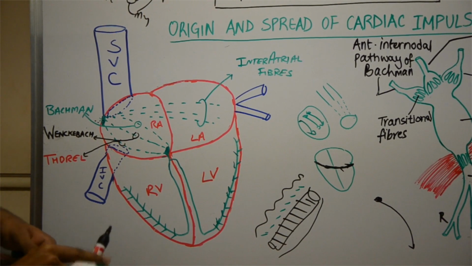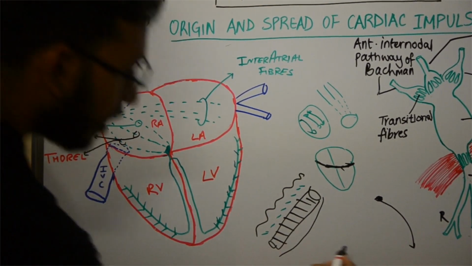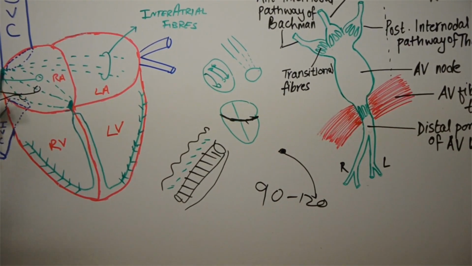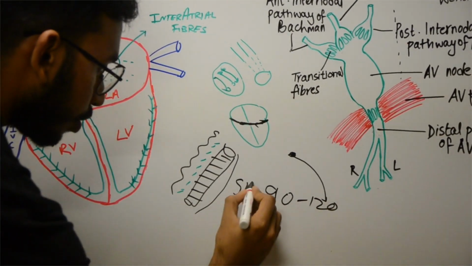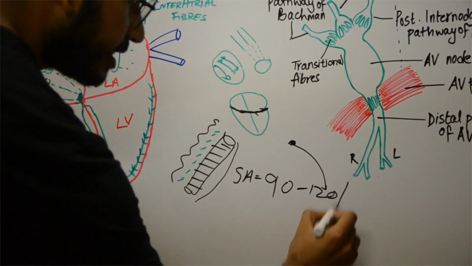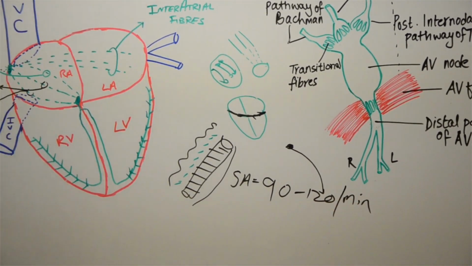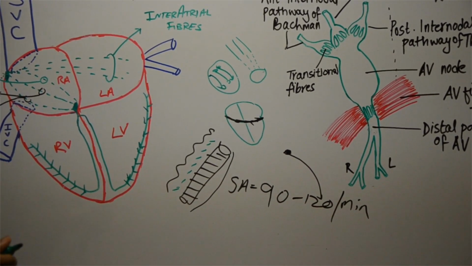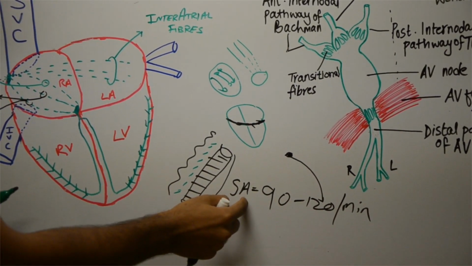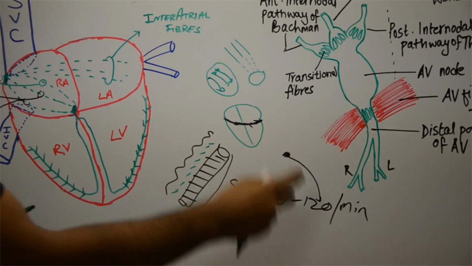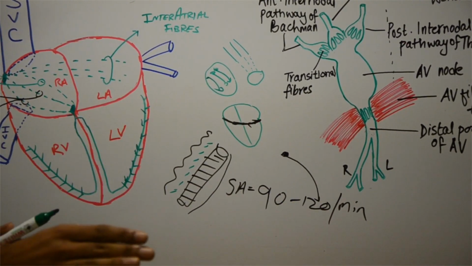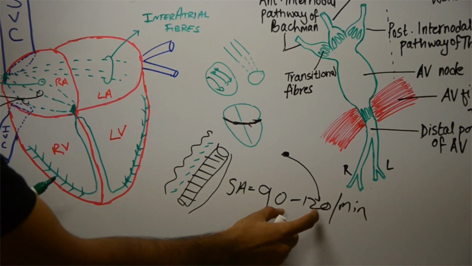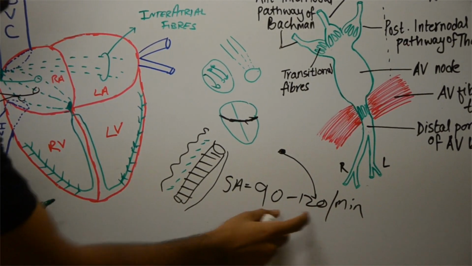Now, the rate of generation of impulses in the SA node is about 90 to 120 beats per minute. This is known as the intrinsic heart rate. But now you might ask, the SA node generates this much rhythm, but we say that the normal heart rate is 60 to 90. So if the SA node is generating this much rhythm, why doesn't the heart beat at this rate?